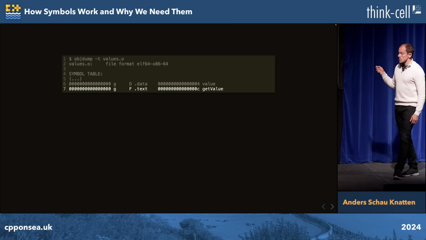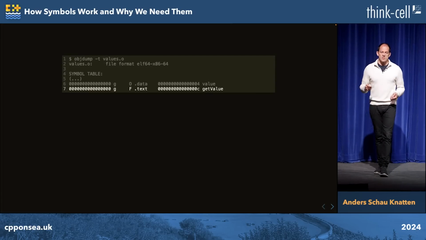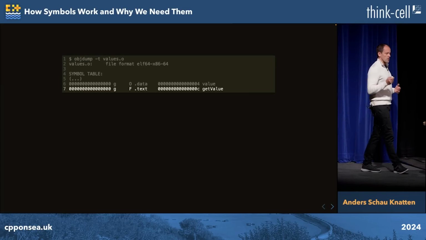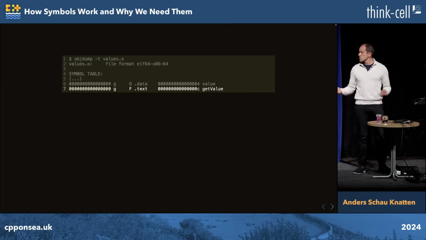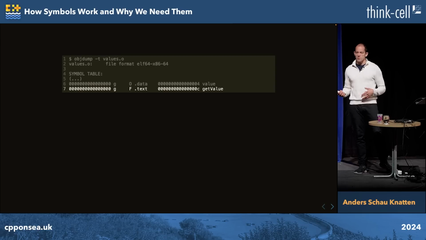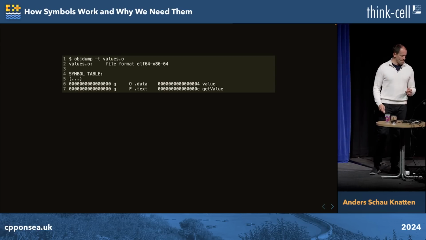And then we have a symbol getValue. It's C big, it's in the text section where the code goes, and it's an F for function, again global binding that we'll get back to, and also offset 0. So we can see these offsets of these symbols are also relative to their respective sections.